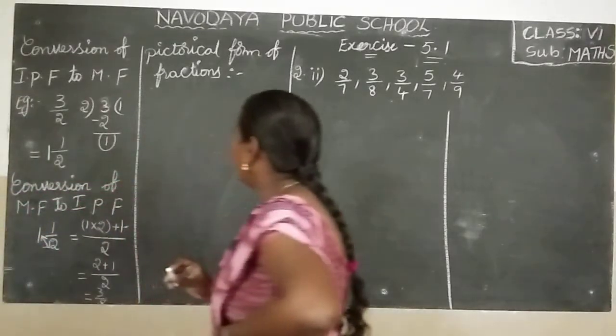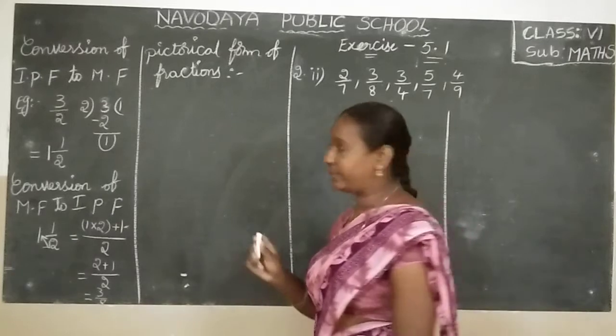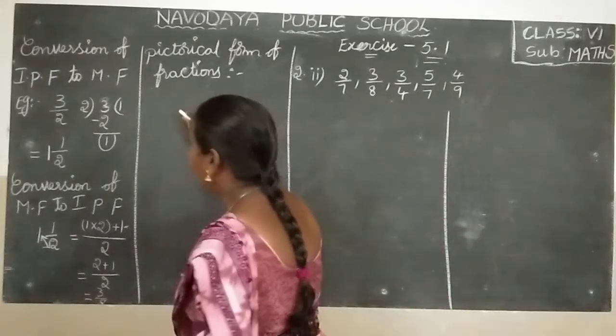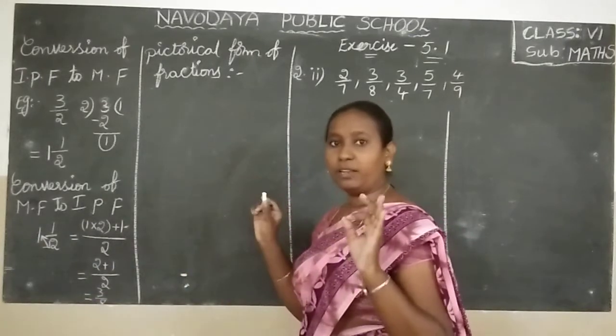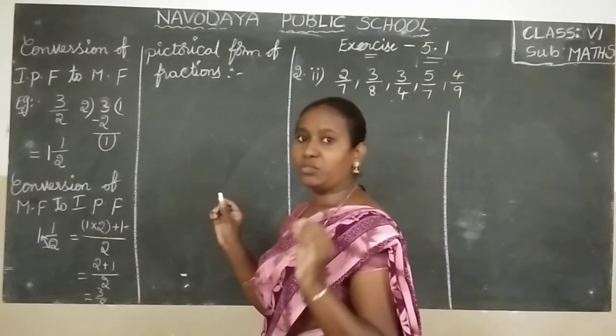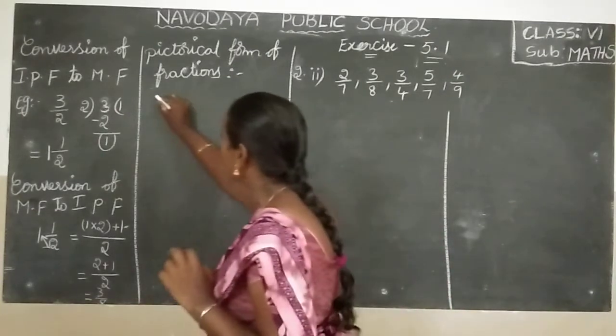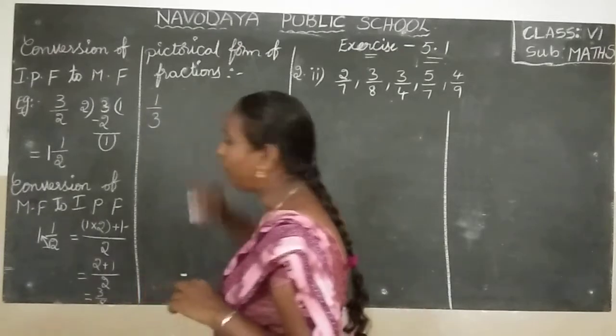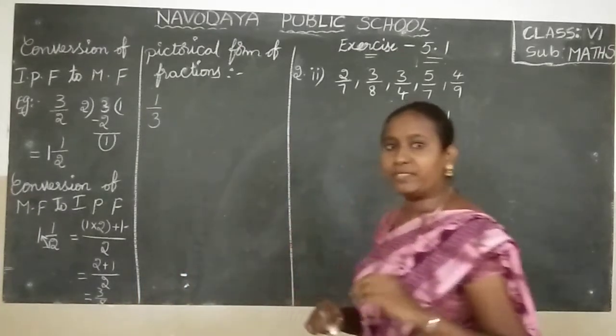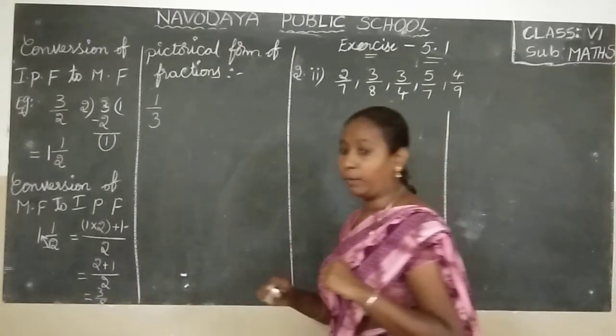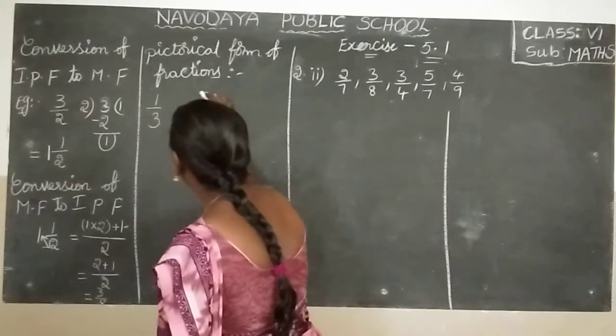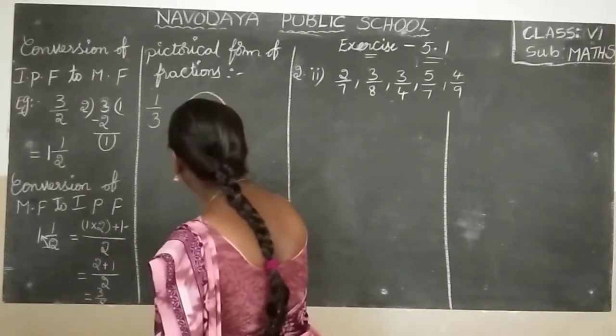Next, pictorial form of fractions. We can represent fractions in pictorial form also. Pictorial means figure representation. Suppose I am taking 1 by 3. How do we represent this fraction in pictorial form? I am taking a circle.